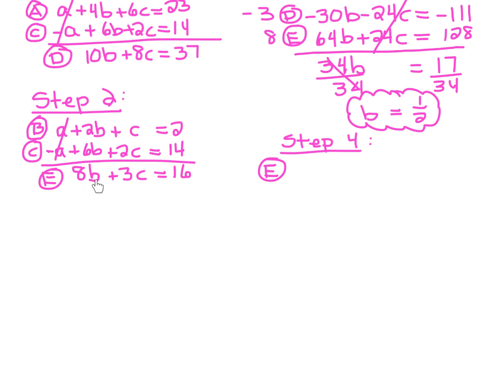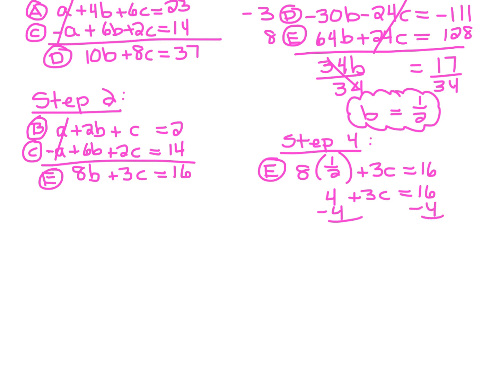All right, so instead of 8b, we're going to have 8 times 1/2. And then let's just bring down the rest of this equation. So plus 3c equals 16. Okay, so 8 times 1/2 is 4. So 4 plus 3c equals 16. So just solve this. Subtract 4 from both sides of the equation. So that gives us 3c equals 12. And when we divide by 3, we get c equals 4.